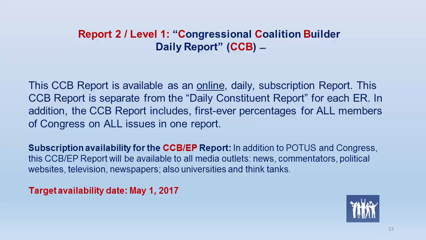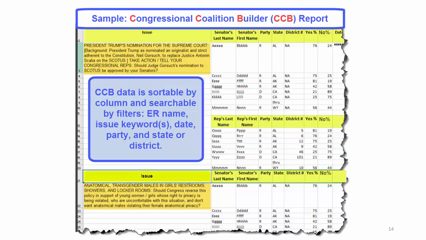Subscription availability for the CCB EP report. In addition to POTUS and Congress, this report will be available to all media outlets, news, commentators, political websites, television, newspapers. Also, universities and think tanks. Target availability date, May 1, 2017.